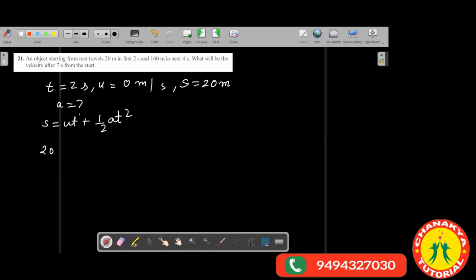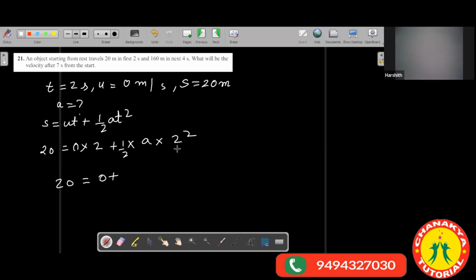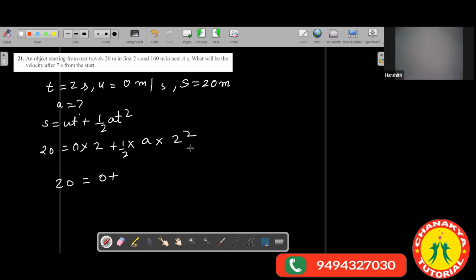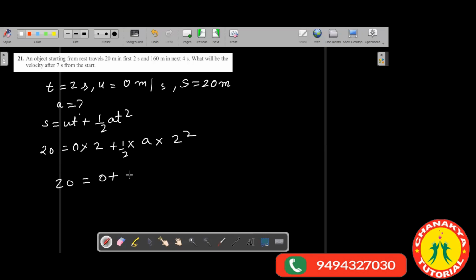S is given as 20, equals 0 multiplied by 2 plus 1 by 2 multiplied by acceleration. And here acceleration we do not know. Time is given as 2, so put t squared. You get 20 equals 0 plus... now I think many of you have cancelled this 2 with this 2? So we have to write 4 in the place of 2 whole square. So we get the answer as 2. We'll get here 2a.